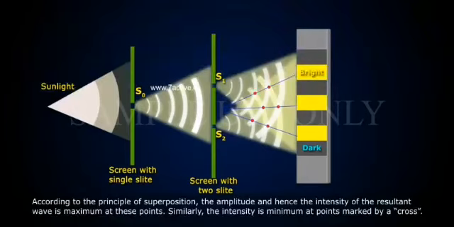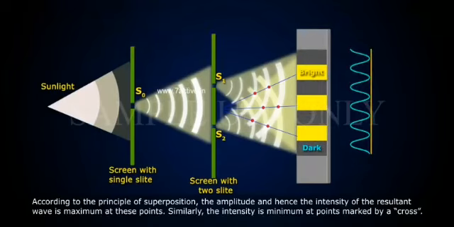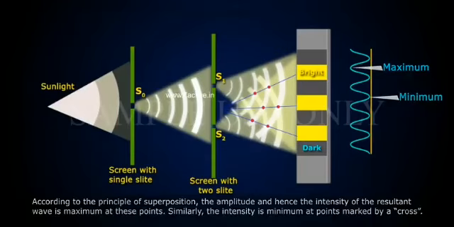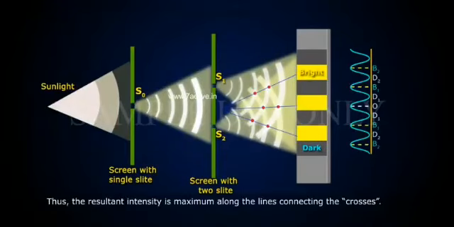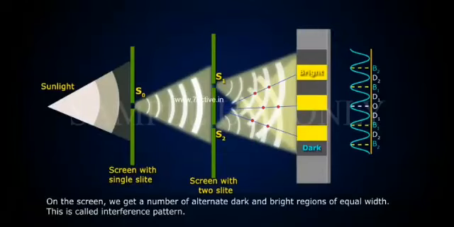According to the principle of superposition, the amplitude and hence the intensity of the resultant wave is maximum at these points. Similarly, the intensity is minimum at points marked by a cross. Thus, the resultant intensity is maximum along the lines connecting the crosses. On the screen, we get a number of alternate dark and bright regions of equal width. This is called interference pattern.